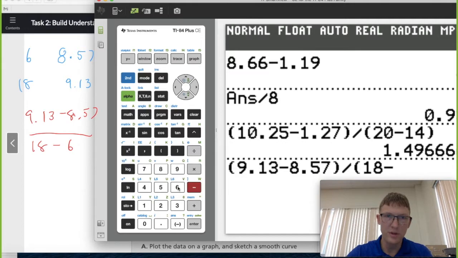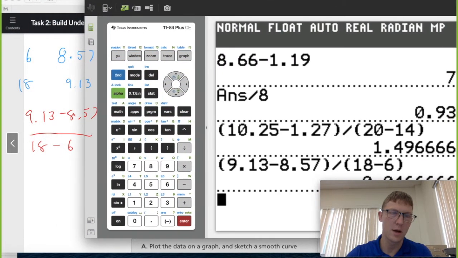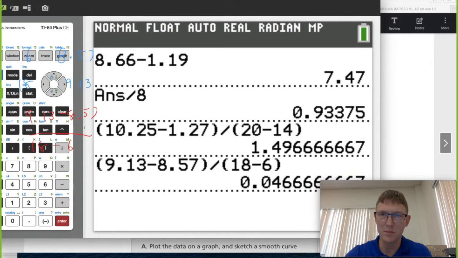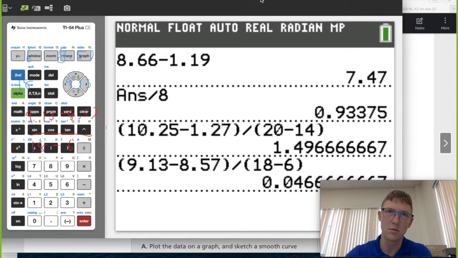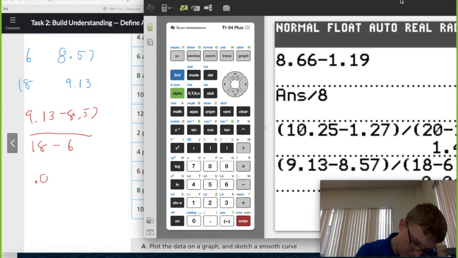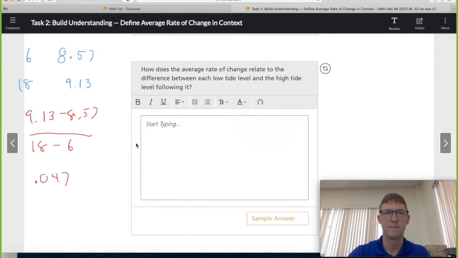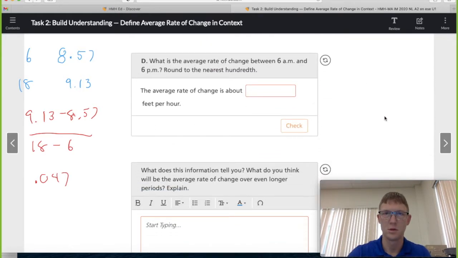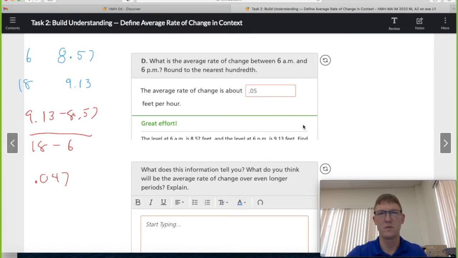So I say parentheses are your friend because your calculator will always do the proper priority of work, whatever the word is, I can't remember right now. But 0.047. What is it? Raised to or rounded to the nearest hundredth, tenths, hundreds. So 0.05. Let's see if that works.